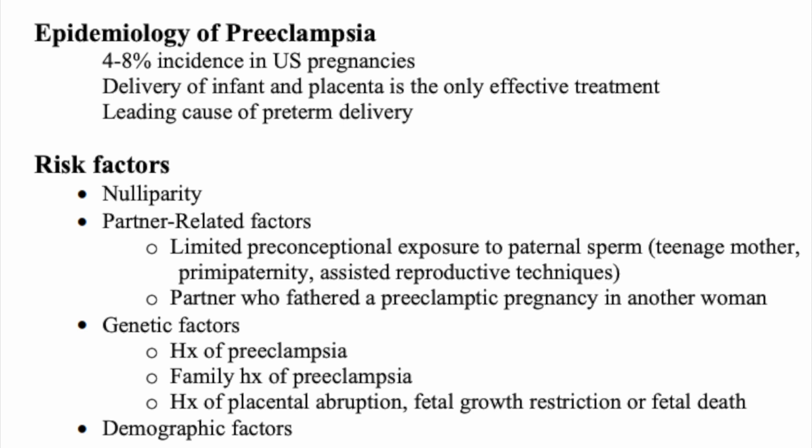And next, a partner-related risk factor is conceiving with a partner who fathered a preeclamptic pregnancy in another woman. So next we have non-partner related risk factors, and that's a history of preeclampsia in a previous pregnancy, advanced maternal age, a family history of preeclampsia, having a history of placental abruption, intrauterine growth restriction, or fetal death, or having a non-Hispanic Black racial background.